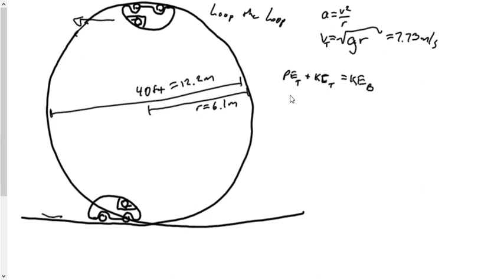Potential energy at the top is mgy, plus 1/2 mv squared. Those are both at the top, and that is going to equal the 1/2 mv squared at the bottom. My position here at the top is 12.2 meters, and my velocity at the top is 7.73 meters per second, and I want to solve for the velocity at the bottom. The mass cancels out all the way across, and I'm solving for that velocity at the bottom. So multiply everything by 2.